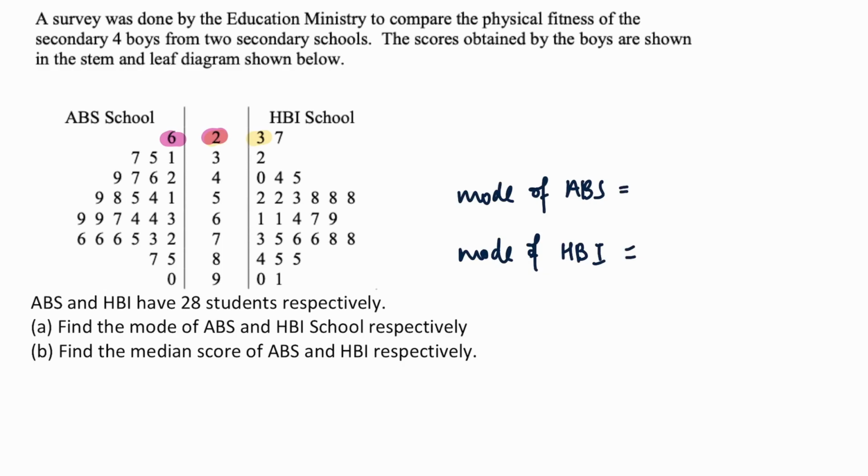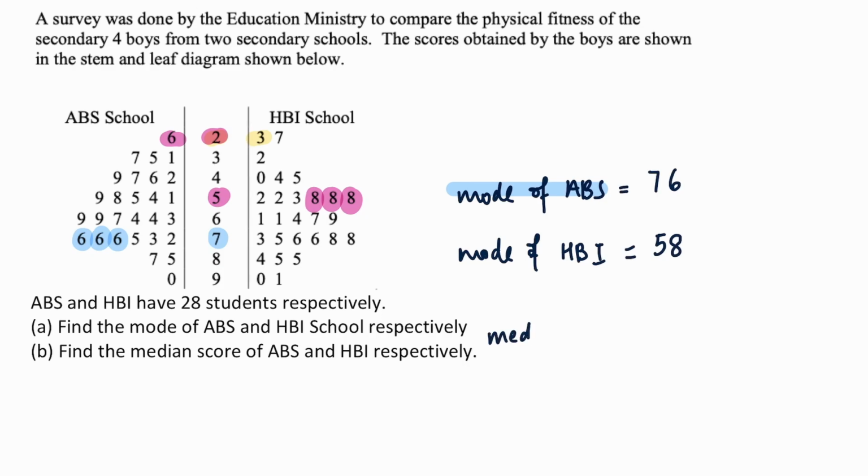Now we're going to start by finding the mode of ABS. If you look at ABS, the number that appears the most is this one here. Remember, the answer is not 6; you have to read from the middle to the left, which is 76. Whereas for HBI, the number that appears the most is 8 here. Same thing, remember to read from the middle to the right. So my mode for HBI is 58.